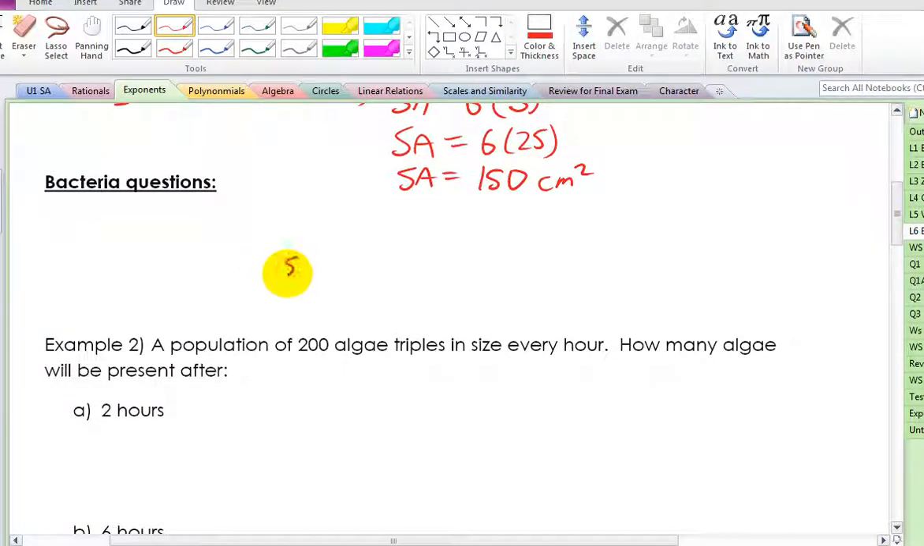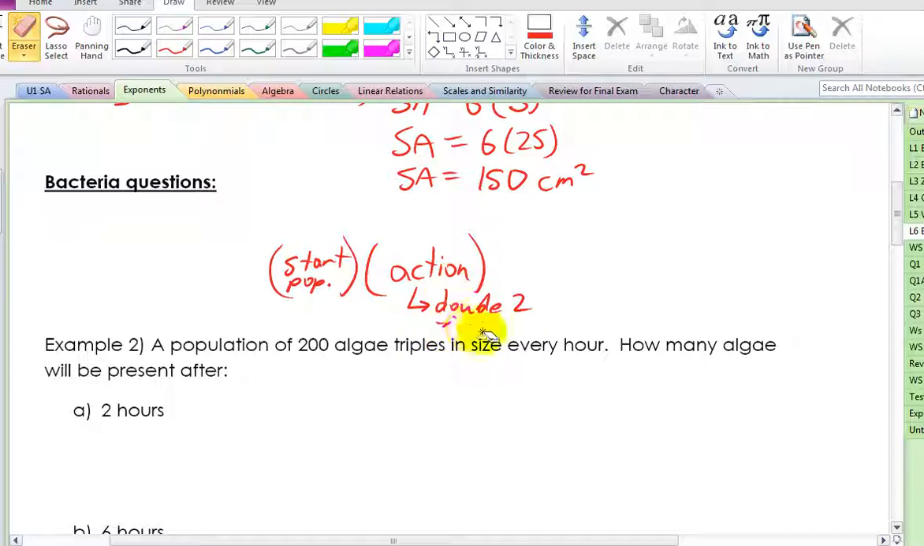Bacteria questions. What we have is we have a starting population. Okay. Then you have an action. So the action can be double, which would be times 2. Or it can be triple, which would be times 3. And here you have the time, or the number of actions.